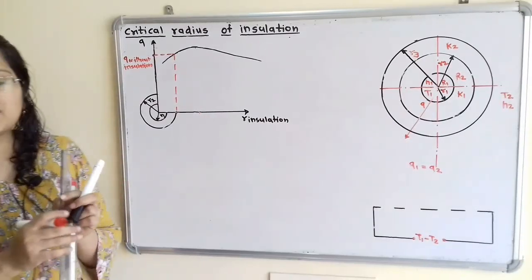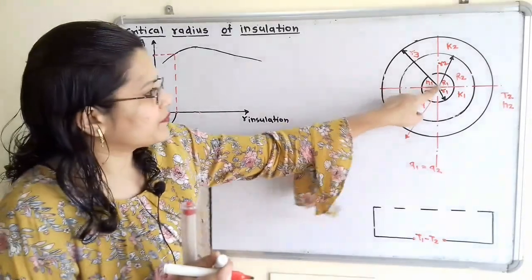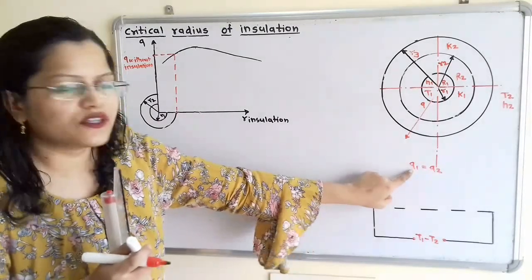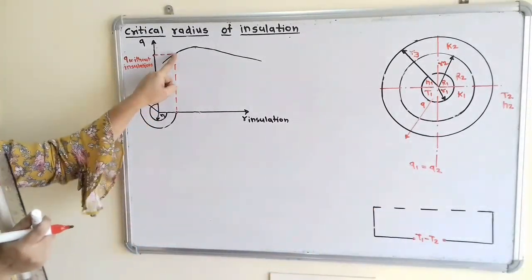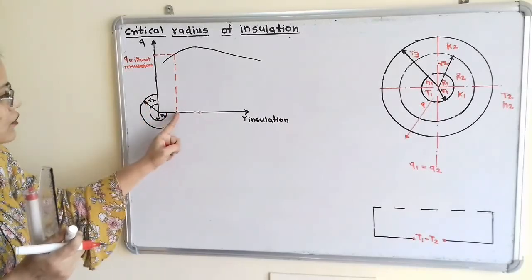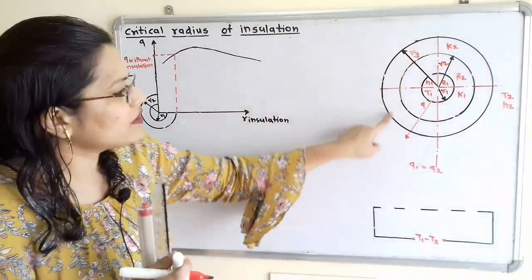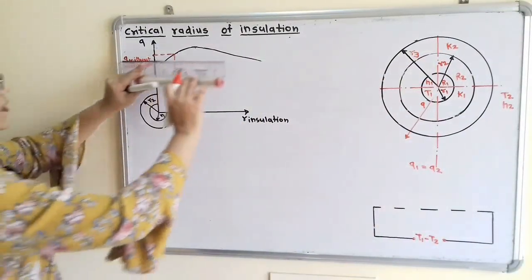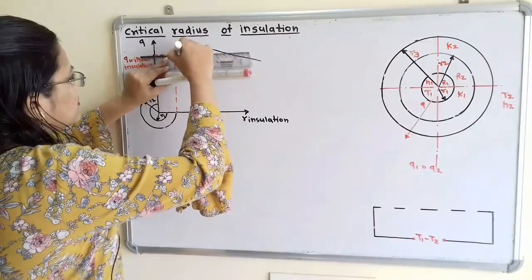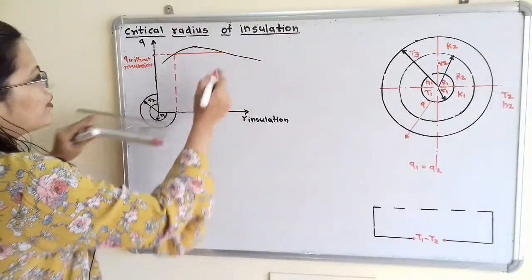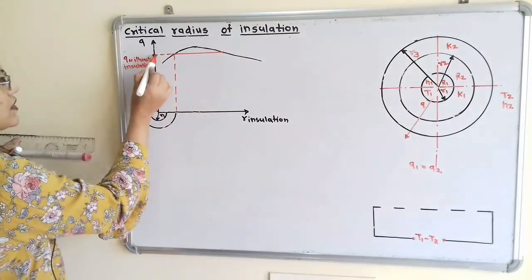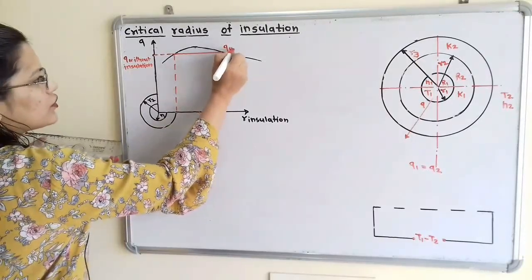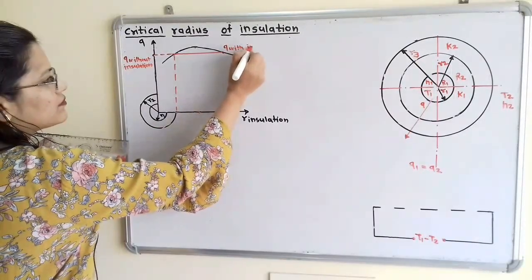Now what is the question? We have to find out R3 when Q1 is equal to Q2. So this Q without insulation is nothing but Q1. Now if we add thickness after this R2, then this thickness is for the insulation. If I draw the horizontal line, then here is the point of intersection. So this point of intersection is for Q without insulation, and here Q with insulation.